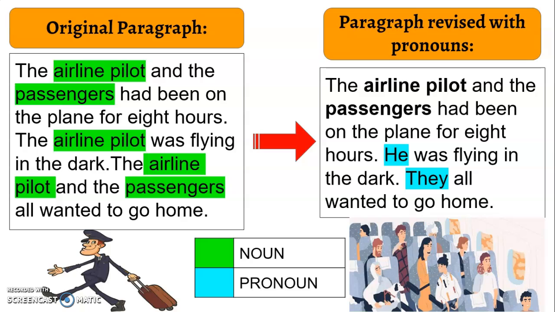The airline pilot and the passengers had been on the plane for 8 hours. He was flying in the dark. They all wanted to go home. So highlighted in blue, we have the subject pronouns. The airline pilot is replaced by the subject pronoun he, and the passengers is replaced by the subject pronoun they.